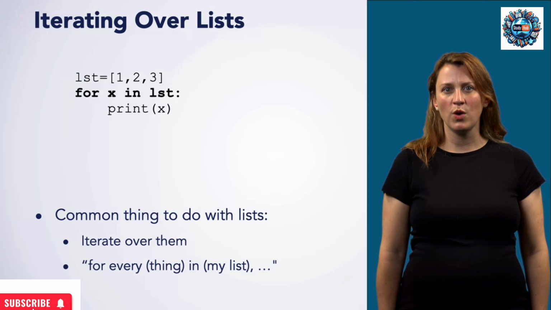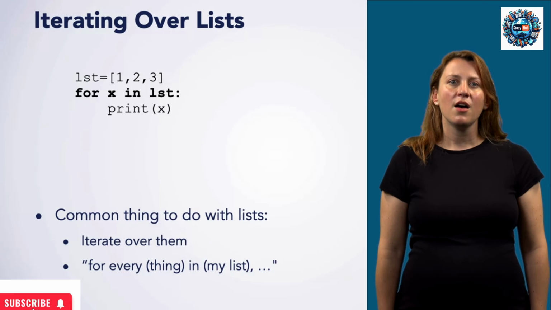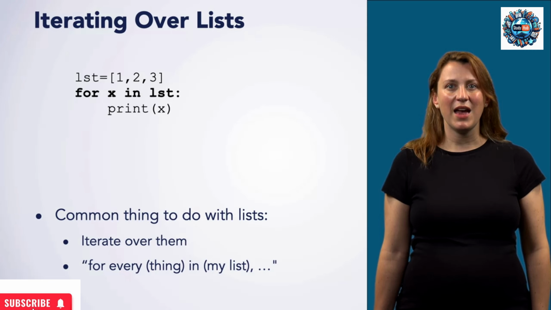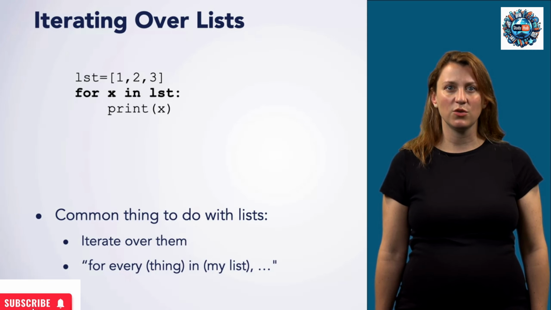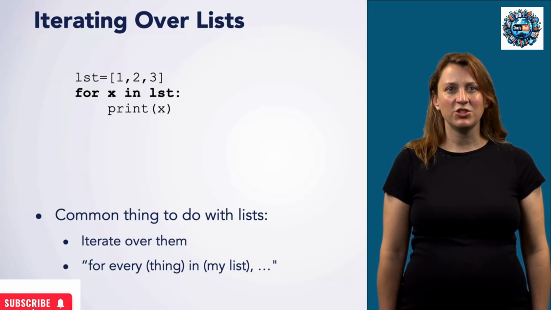Here we have the list 1, 2, 3, and this is a very common construct in Python, for x in list. Of course, you can use any variable name instead of x, and the expression after in can be any expression that evaluates to a list or other iterable type, such as a range. This code just prints each item in the list, but let's see how it does so.